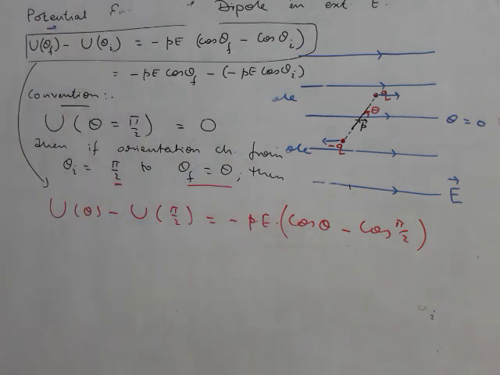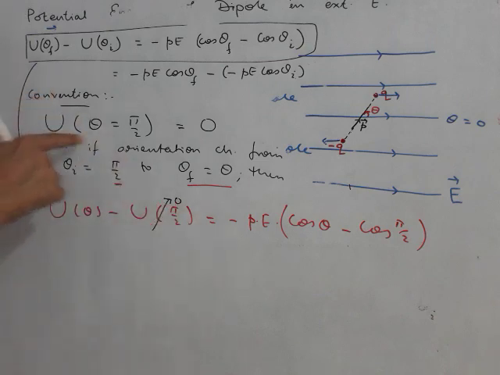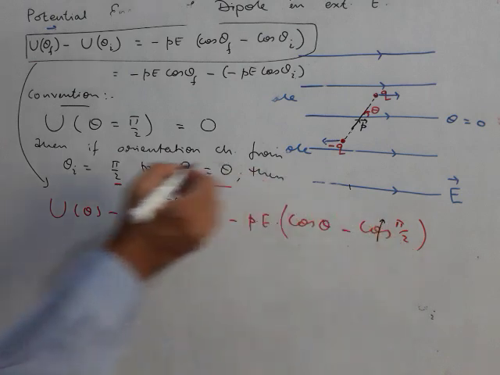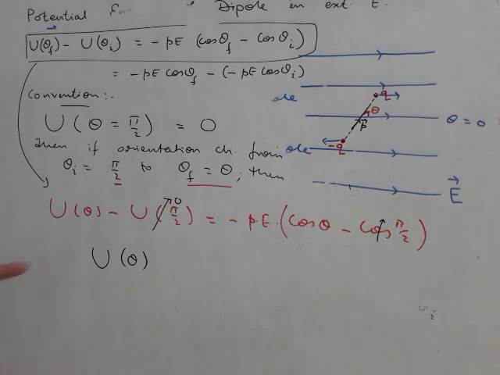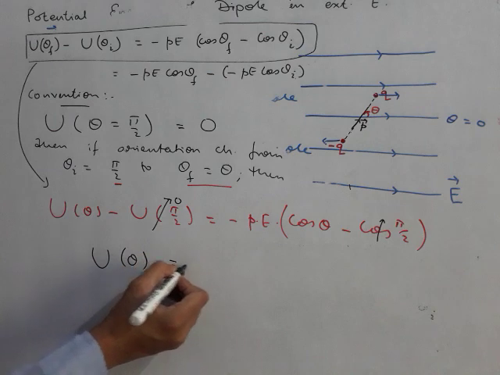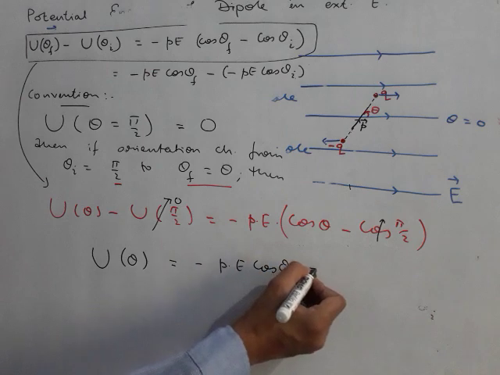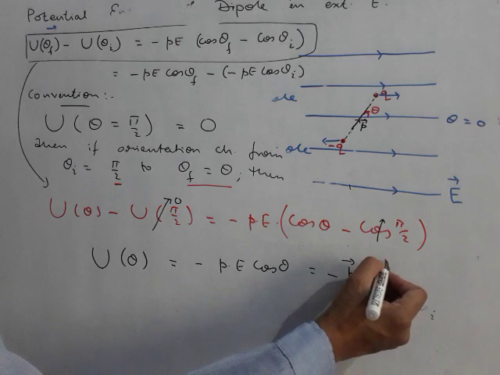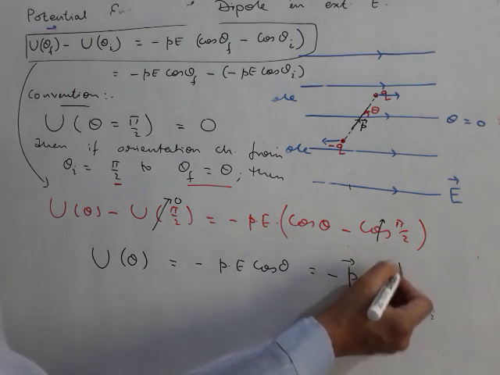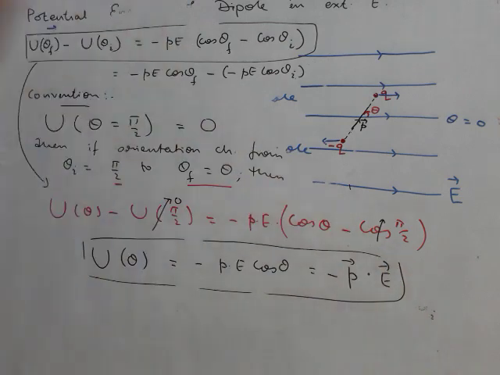Now in this expression, students, it is clear that this particular term is 0 by convention, and cos 90 is also 0. So what is left behind? The potential energy of an electric dipole which makes an angle theta with the electric field lines is equal to minus P times E times cos theta, and this can be written as minus P vector dot E vector. So this is the derivation for potential energy for an electric dipole placed in an external electric field.